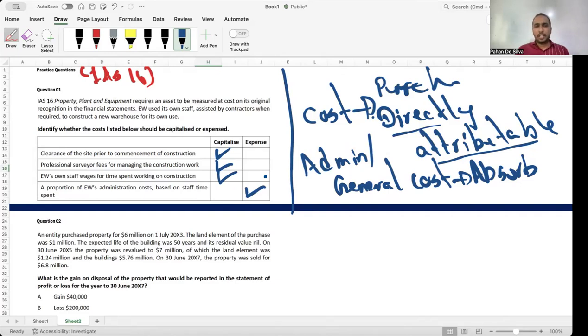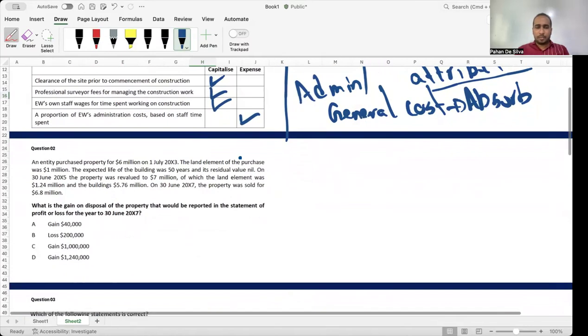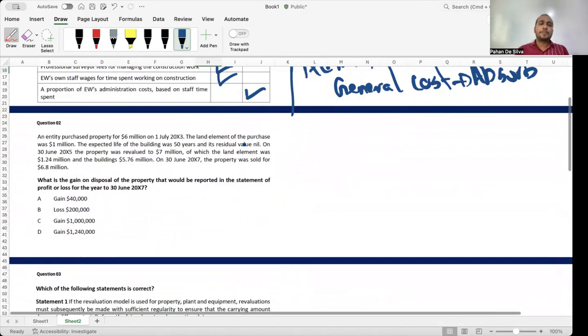In addition to that, IAS 16 is very specific on some of the costs that cannot be capitalized at all. So that has also been tested in this question, because general administration is a kind of cost that we cannot capitalize. It is very specifically mentioned in IAS 16. So that knowledge has also been tested here, right? I hope you are clear about this question. So let's move to question number 2.